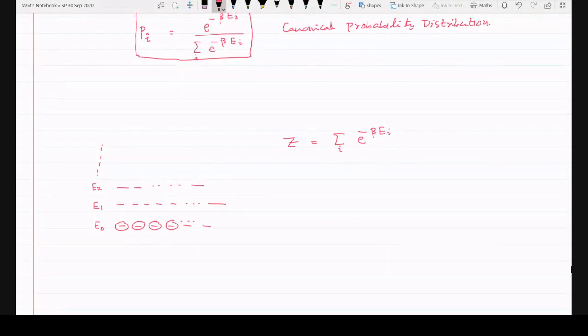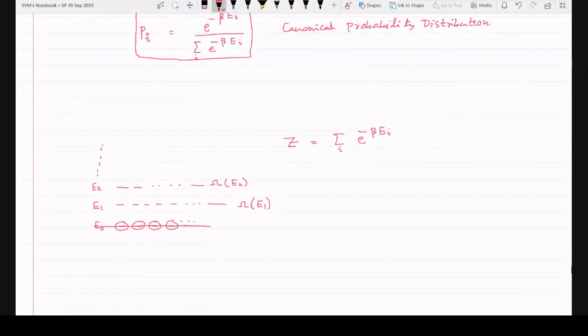But this can be simplified further. Sorry, this E0 is not the same as the E0 of the total energy, so maybe we will start with E1. I can say that this particular E1 has some omega of E1 microstates, and this has omega of E2 microstates, like that. Then what we can do is multiply each with this Boltzmann factor, and then sum over only distinct energies. That means this can be recast.